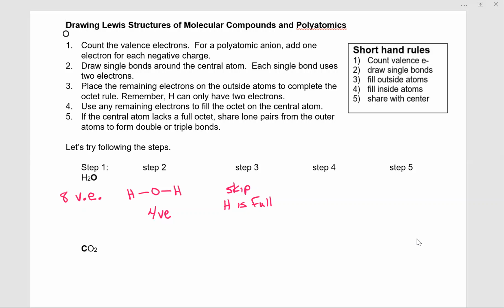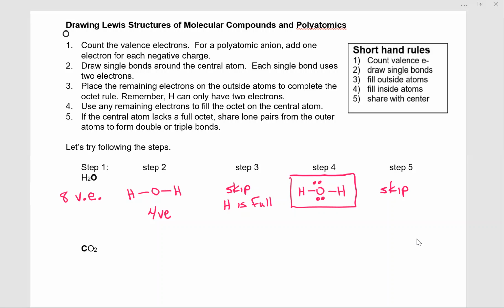Now, step 4, use any remaining electrons to fill the octet on the central atom. So I have 4 electrons left. Everything goes in pairs. Pair, pair. All right, I'm going to check out my central atom because step 5 is if the central atom lacks a full octet, share lone pairs. And I look at oxygen and it's got 2, 4, 6, 8. Oh, oxygen's happy. So I do not need to do step 5. So I am done. This is the Lewis structure for water.